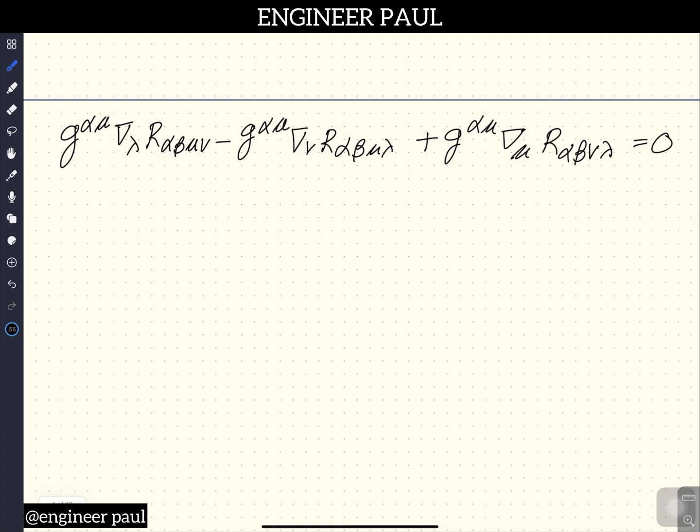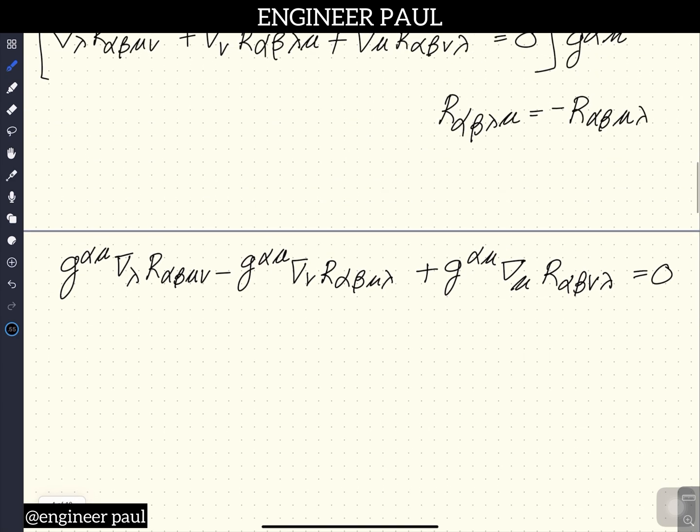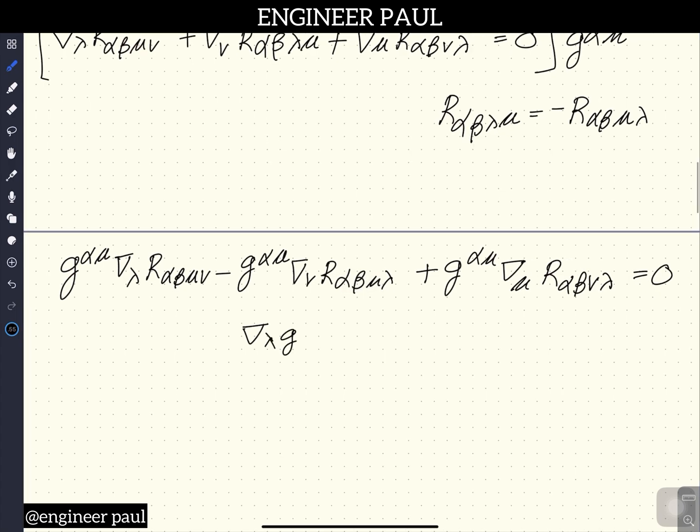So now, due to the metric compatibility, okay, what is the meaning of metric compatibility? That states that the laws of special relativity should apply locally. Okay, so in terms of mathematics, that just means that the covariant derivative of the metric tensor should be equal to 0. This is the metric compatibility.